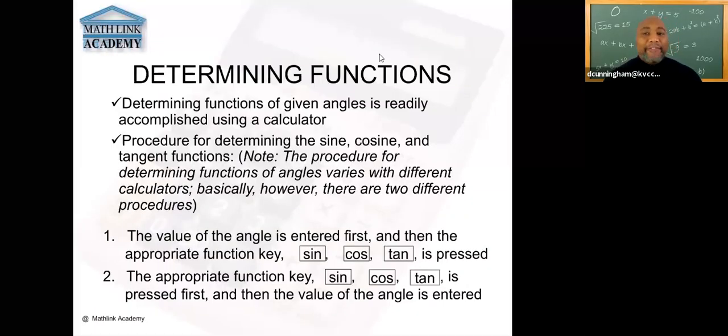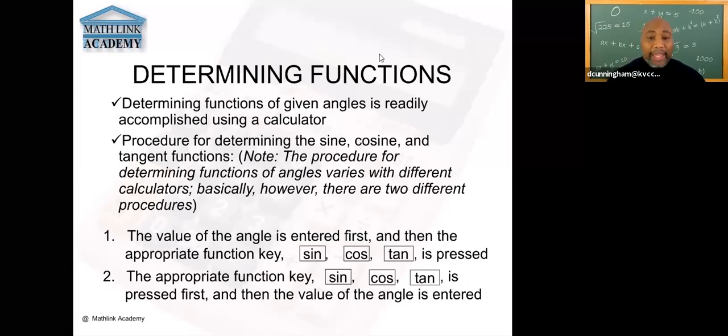So determining functions, we're looking at the trig functions. And we're going to focus a lot of times on the big three, as I said before on the previous video: sine, cosine, and tangent. So determining functions of given angles is really accomplished by using a calculator. So you want to use your calculator and see if you get the same answer that I have gotten.